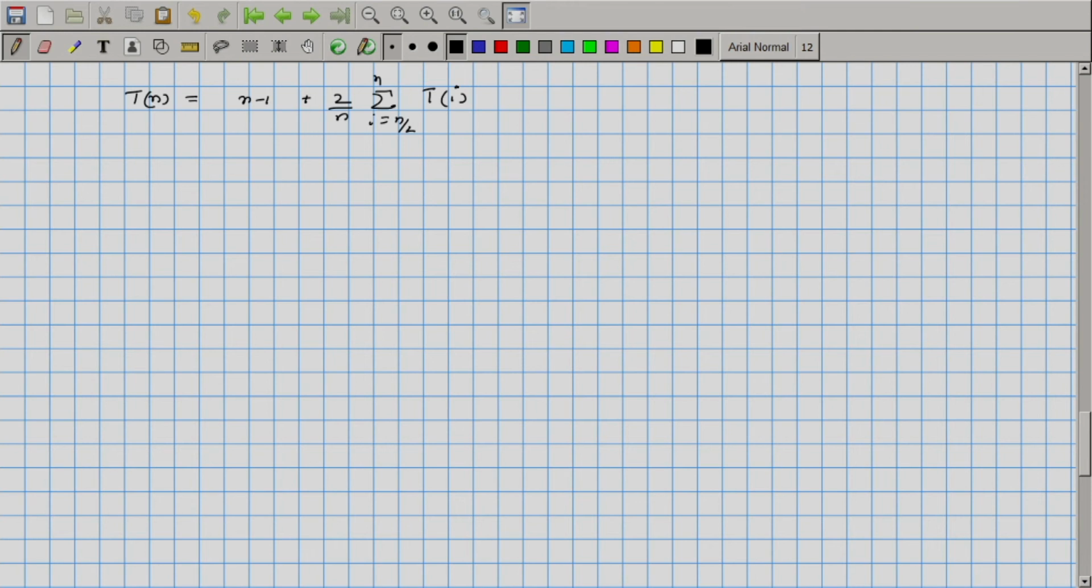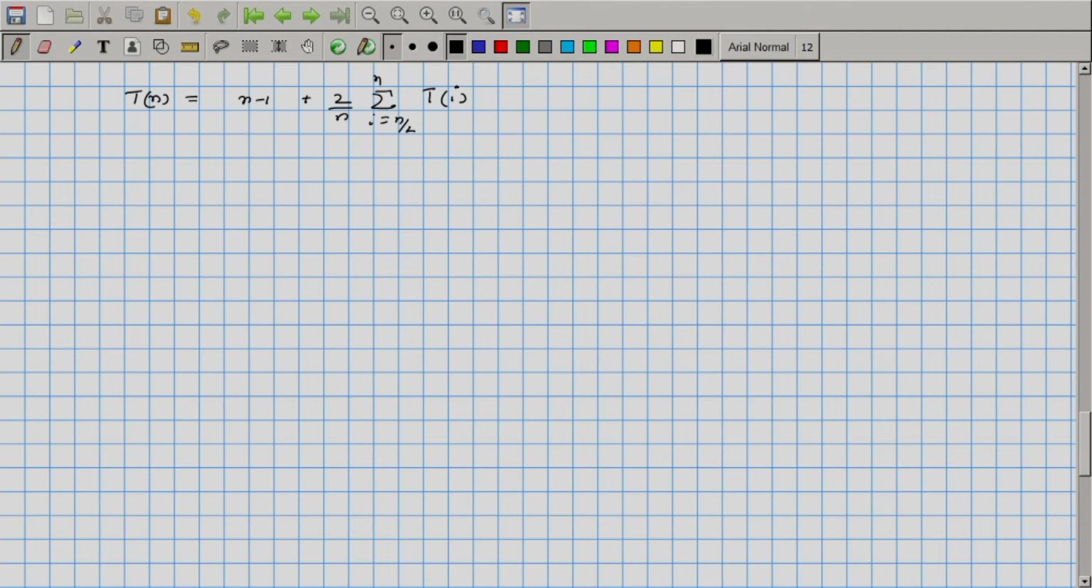Okay. So, this is the recurrence that we have. T(n) is equal to n minus 1 plus 2 by n times the summation of T(i), with i varying from n by 2 to n. If you look at the summation, there are precisely n by 2 terms, or n by 2 plus 1 terms, something like that, and they vary from T(n/2) to T(n).